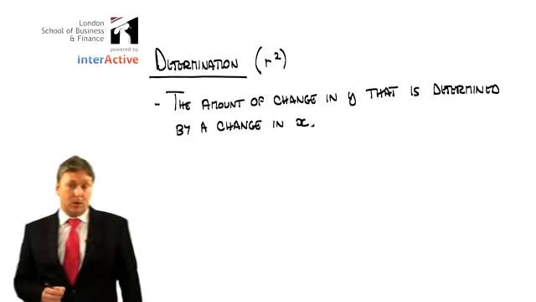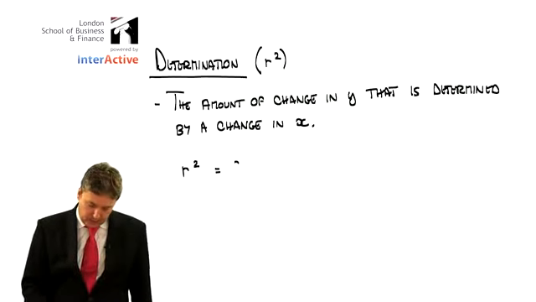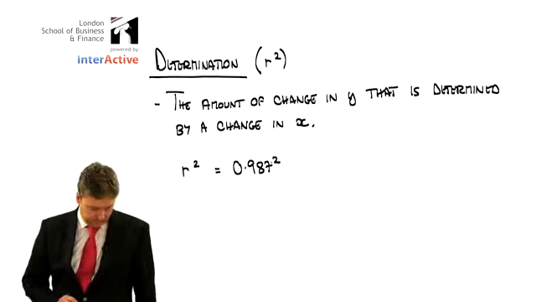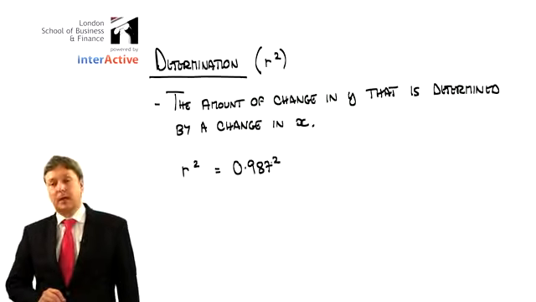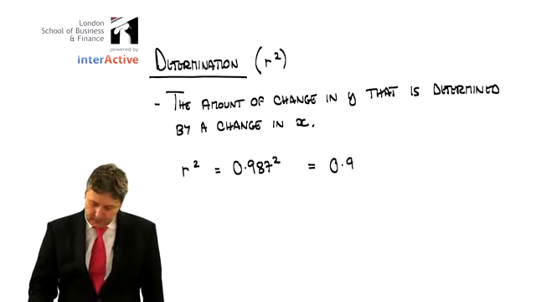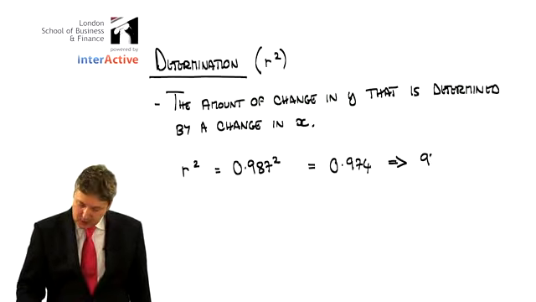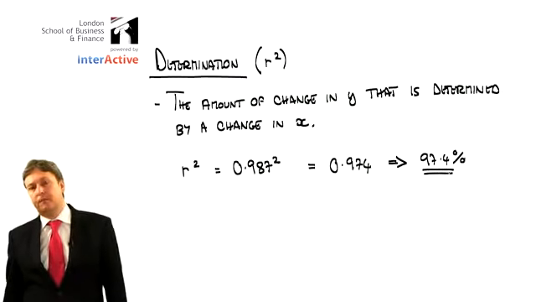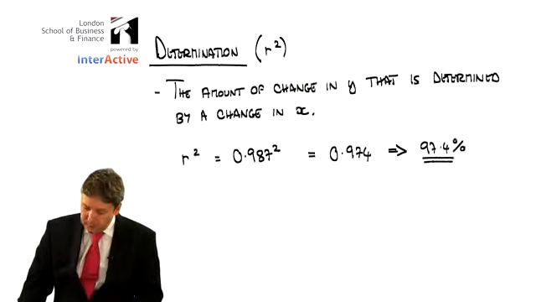So let's just take what we have from the previous example. R squared is going to be 0.987 squared. So if we have 0.987 squared, what do we get? Well, we get something like 0.974. Or maybe to put it in a more sensible frame for us to discuss it, 97.4%.